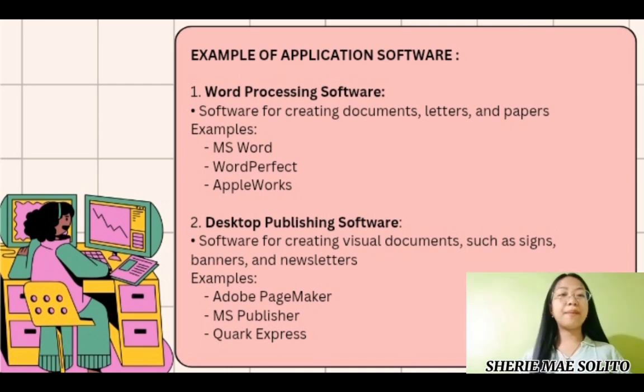The second example is desktop publishing software. Use this kind of software to make signs, banners, cards, illustrative worksheets, newspapers. Desktop publishing software enables users to design, lay out, and print professional-looking documents. The following examples are Adobe PageMaker, MS Word, MS Publisher, AppleWorks, MS Works, and QuarkXPress.